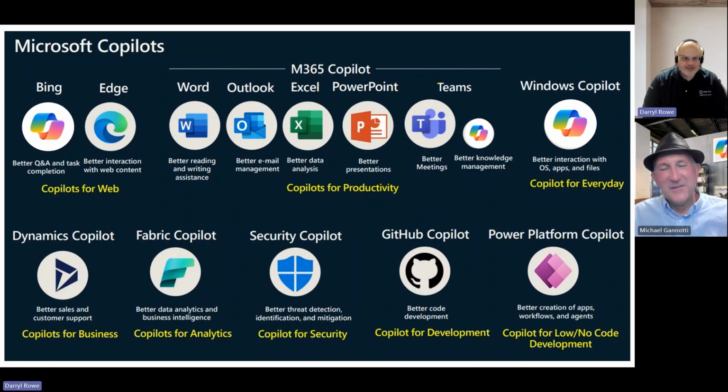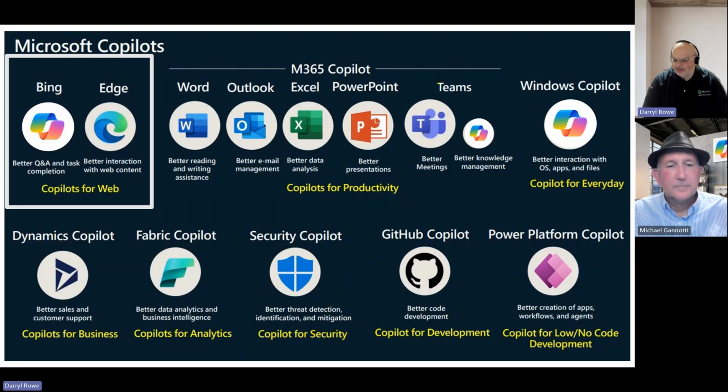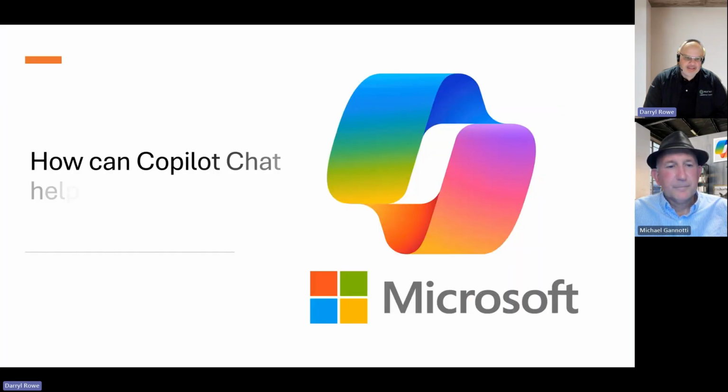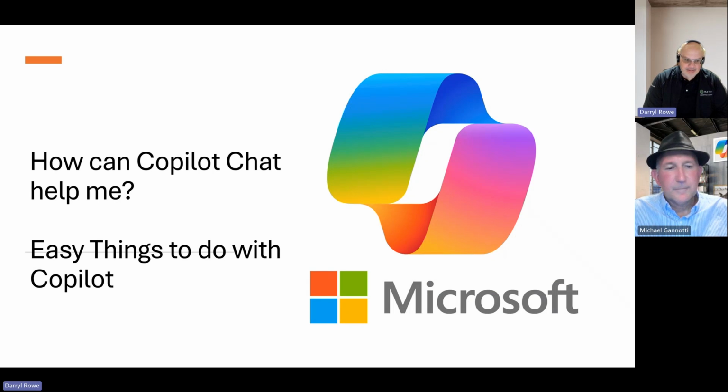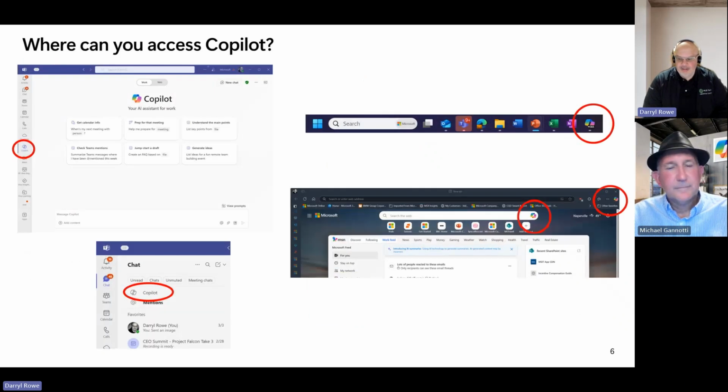But today we're going to focus on Copilot Chat, which was formerly known, back in the day, as Bing Chat Enterprise. You may have heard that, or Copilot for Web. So there has been some rebranding, and we're just going to clarify what the branding change is and what it does. Under the covers, it's still the same product. We're going to see how Copilot Chat can help you, and some easy things to do with it as well. So first things first, where do you find it?